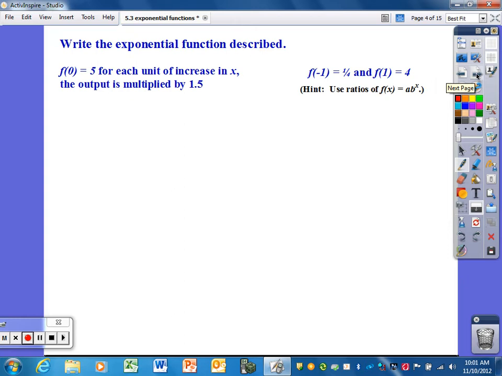Now, here are some symbolic ways exponential functions can be used. If f of 0 is 5, for each unit of increase in x, the output is multiplied by 1.5. Okay, we were told it's exponential. y equals A B to the x. Well, this is x, y: (0, 5). So A is my value when x is 0. So A is 5. B is my growth. I'm growing 1.5 to the x.